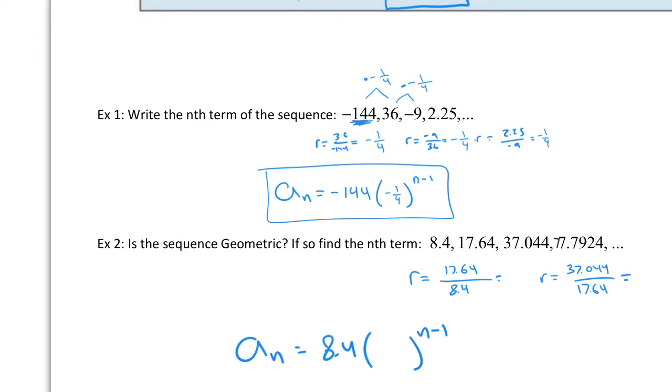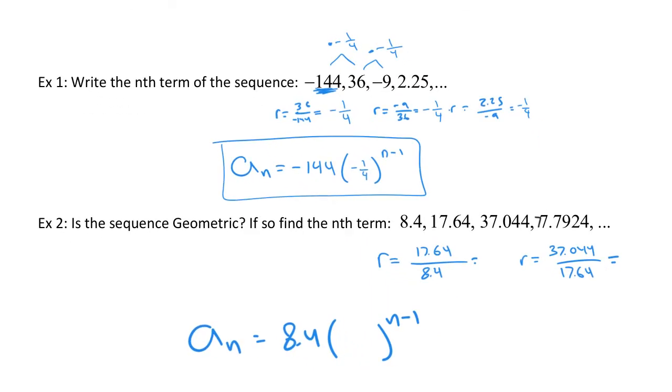In example 2, we've got, is this sequence geometric? So it asks us that outright. We got some crazy decimals here. That's okay. Same process. Take a term, divide it by the one before it, and see if we get the same answer every time. So take out your calculators and divide 17.64 by 8.4 and see what you get. You should get 2.1.